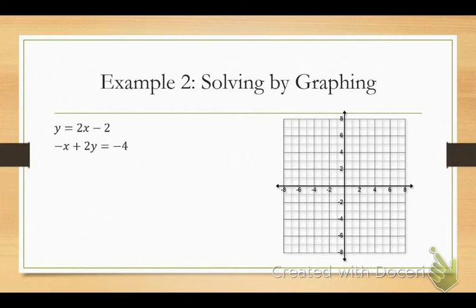Okay, y equals 2x minus 2. All right, y equals 2x minus 2. Is that ready to graph? It is. Put it on the graph. It is ready. The second one's not. Okay? The first one is ready to graph, so you can go ahead and do that. Go ahead and graph your first line.